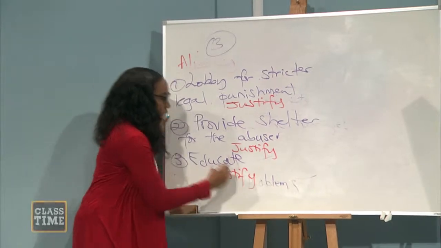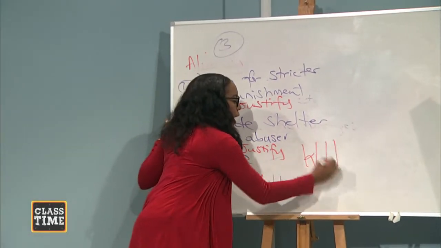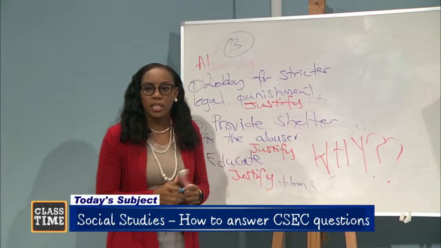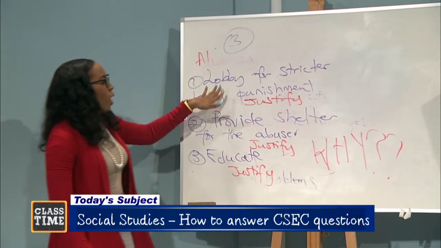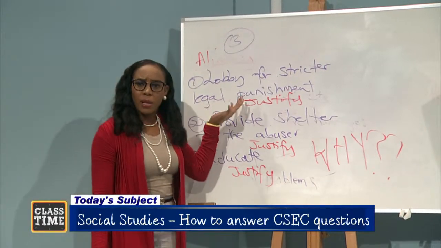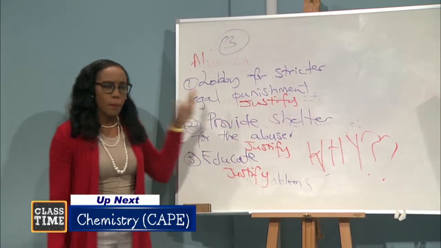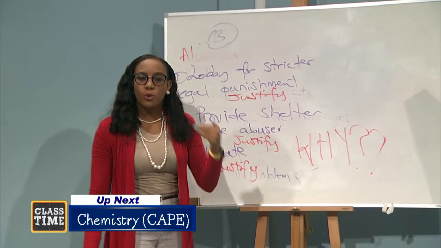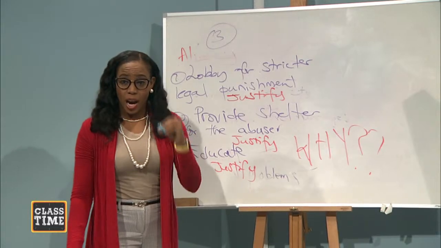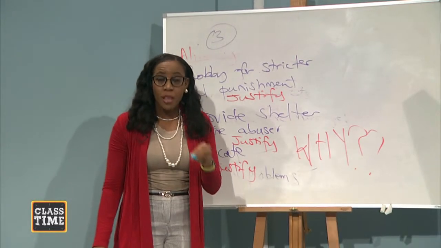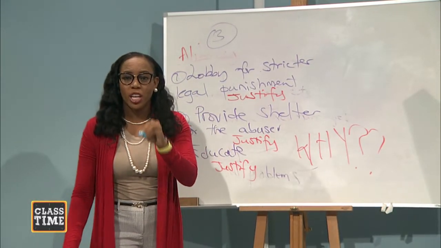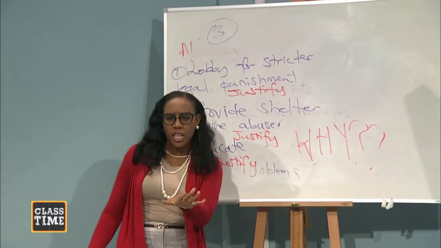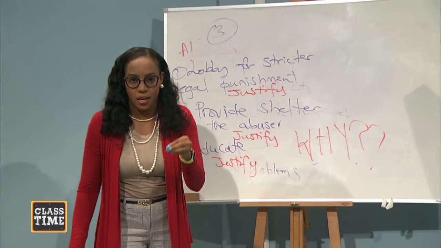Justify. That is the why. W-H-Y. Don't forget that. Why will these strategies work? You are now going to say, I believe this strategy would work because if persons are aware that the fee for abuse or domestic violence is hard, and in addition to that, they will have to spend time in prison or jail, they will more than likely not want to do it. It will help to decrease the rate at which it is happening.